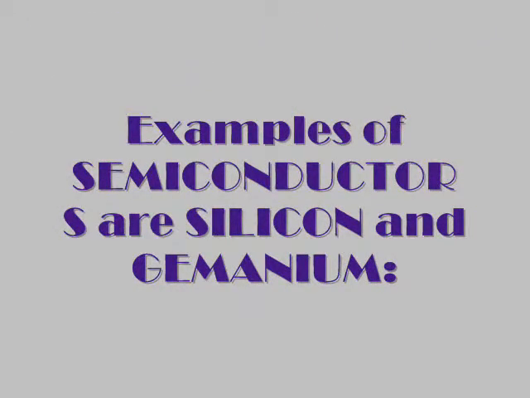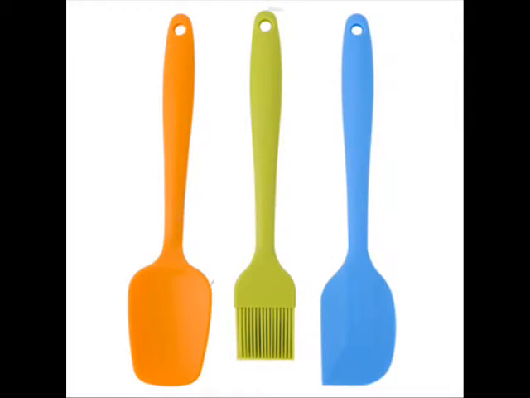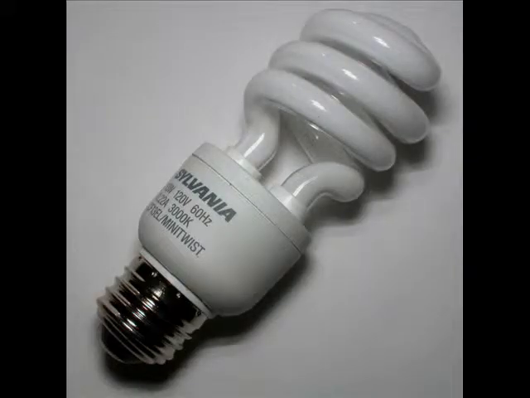Examples of semiconductors are silicon and germanium. These elements have atoms with a valence electrons of 4, which means that the atoms have 4 electrons in their outermost shell. These atoms do not easily gain or lose individual electrons. Instead, the semiconductor atoms share the 4 valence electrons with other atoms, thus forming a covalent bond.